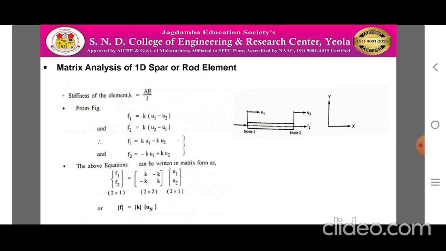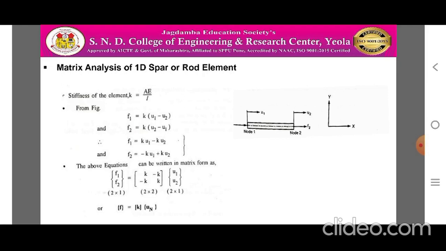Therefore, we can write these equations in terms of U1 and U2 as F1 is equal to K into U1 minus K into U2, and F2 is equal to minus K into U1 plus K into U2. These above equations can be written in matrix form as matrix F1 F2 is equal to matrix [K, minus K; minus K, K] into matrix U1 U2. The F1 F2 matrix is of order 2 by 1, while the stiffness matrix is of order 2 by 2 and the displacement matrix is of order 2 by 1.